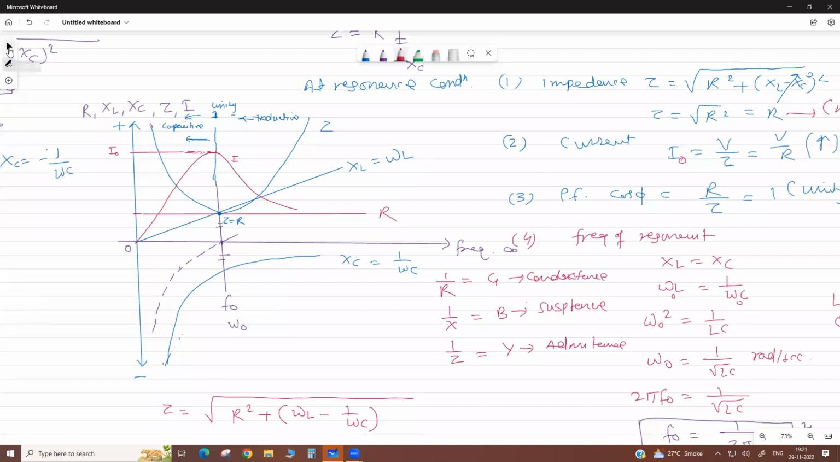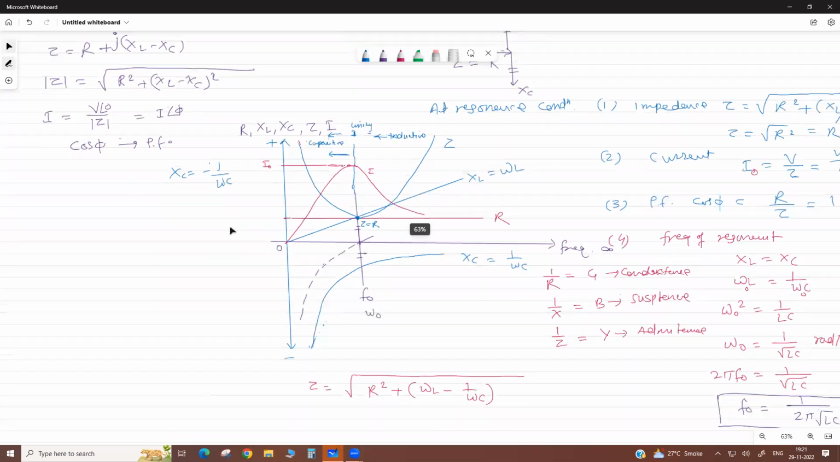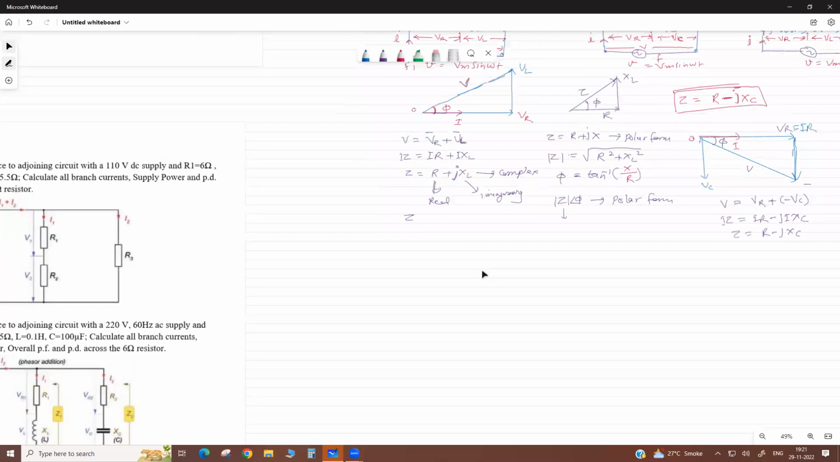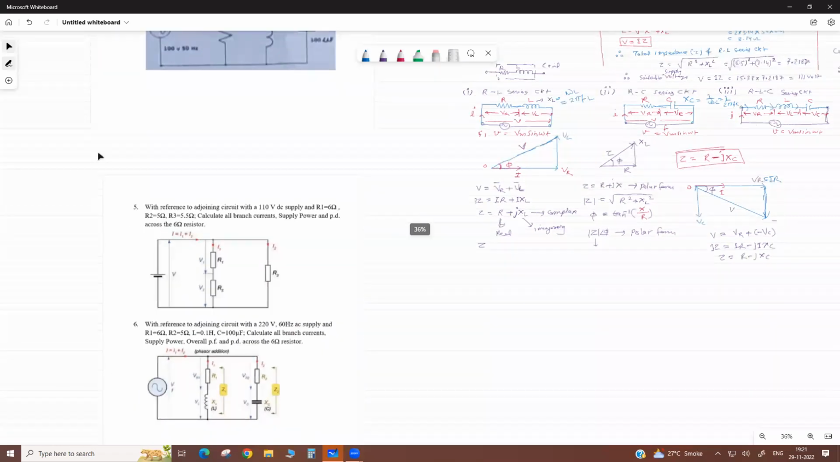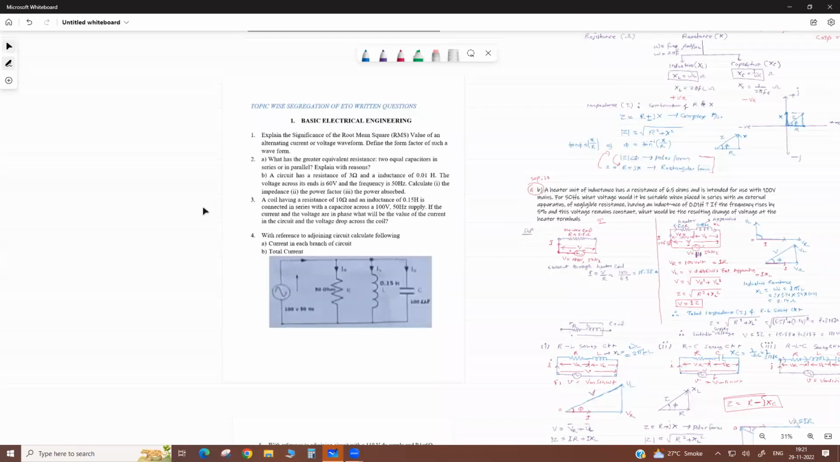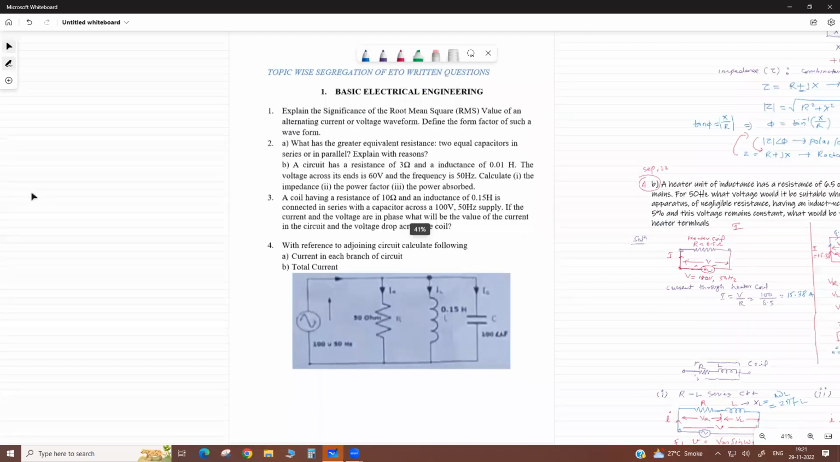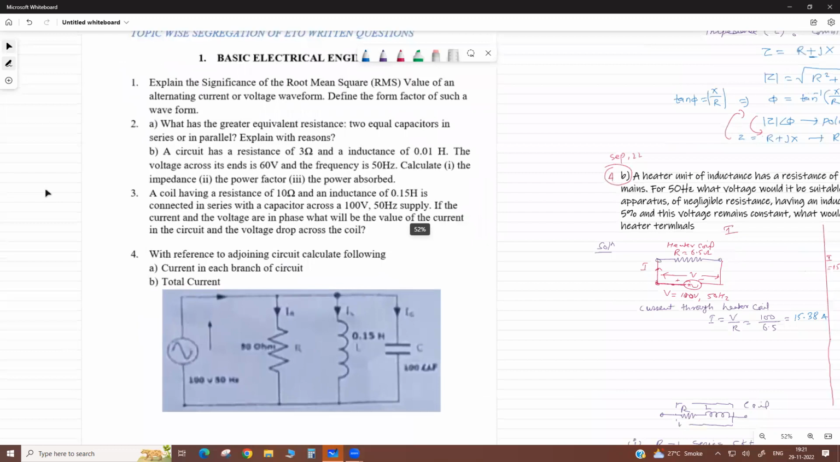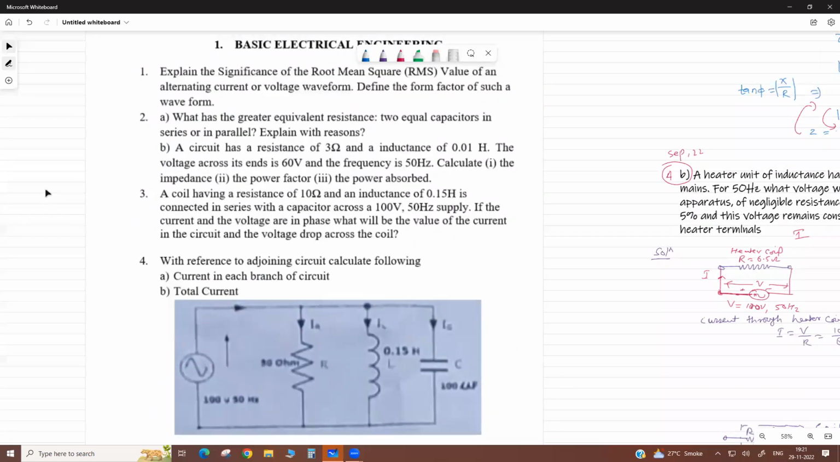Let us discuss numericals on this. The root mean square value, and defining the waveform, form factor, frequency, these things we discussed already. Now come to the next. Which has a greater equivalent resistance, two equal capacitors in series or parallel?